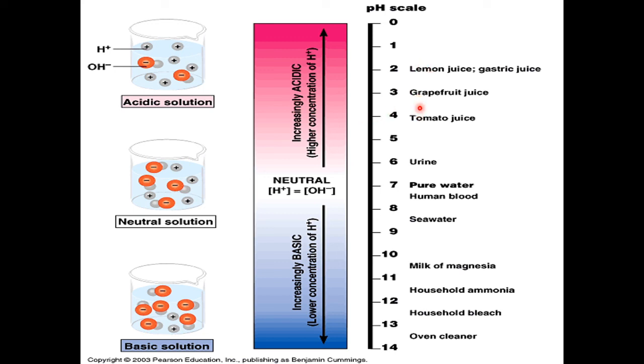Lemon juice, grapefruit juice, tomato juice. Although if you get grapefruit juice or lemon juice in your eye, that's not going to feel very good. Really what it boils down to, whether an acid is dangerous or not, is not really whether it's an acid, it's just how concentrated it is. That's really the key. 7, pure water, right in the middle. And then as we get down to basic, you'll see these big orange blobs. Those are your hydroxide ions, and they are outnumbering your hydrogen ions, so we're becoming more basic.